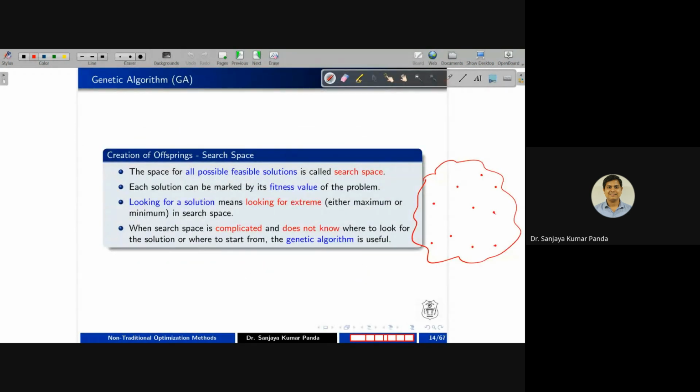Okay, so when the search space is complicated and we don't know where to look for the solution and where to start, and it is a very big space, then not only the genetic algorithm, any nature inspired algorithm can be applied to that particular field.